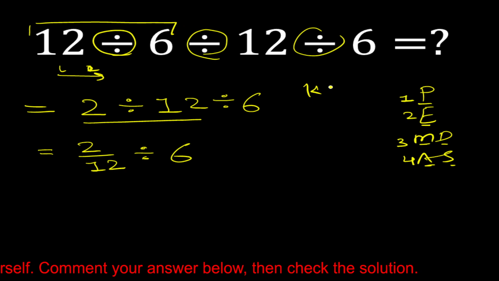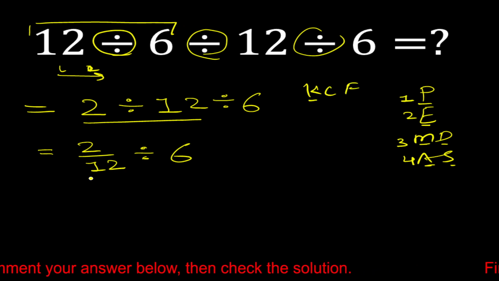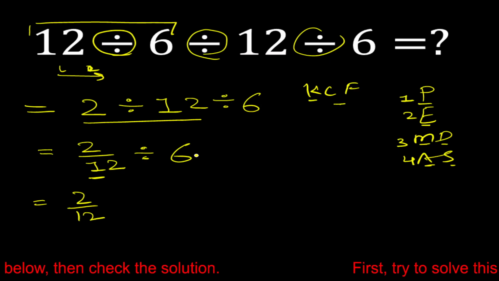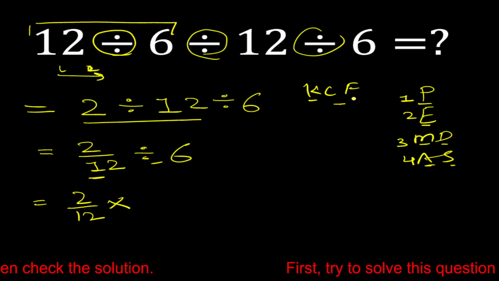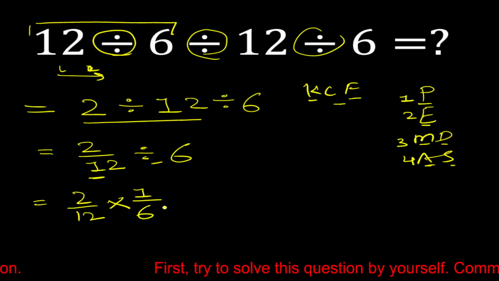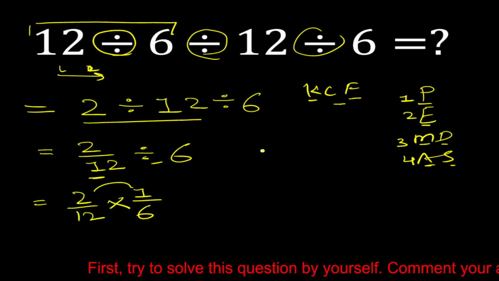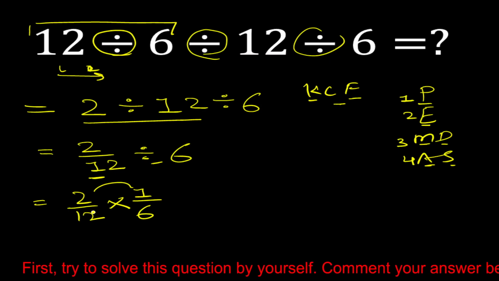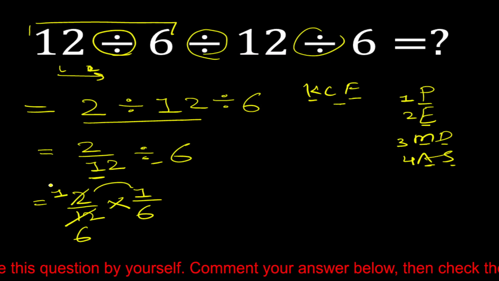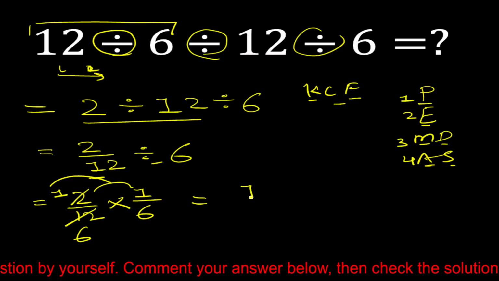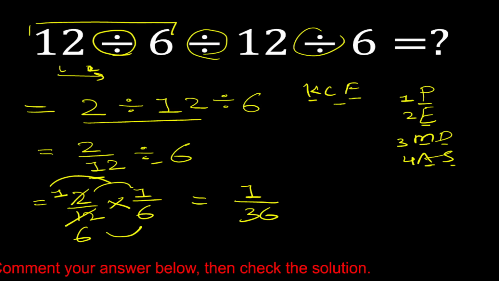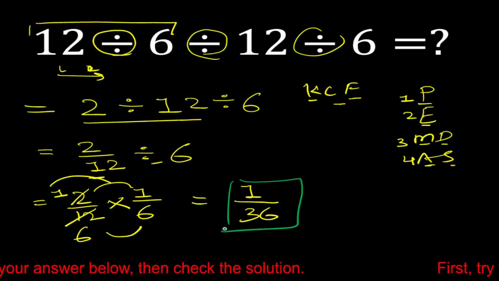Now according to the KCF rule, K means keep the first fraction the same as it is, 2 by 12. C means change the sign from division to multiplication, and F means flip the last fraction: 6 is equal to 1 by 6. Okay. Now divide this 12 by 2, so here is 6, and divide 2 by 2, so here is 1. Now 1 multiply 1 is equal to 1. Then 6 multiply 6 is equal to 36. Okay. So the correct answer is 1 by 36.